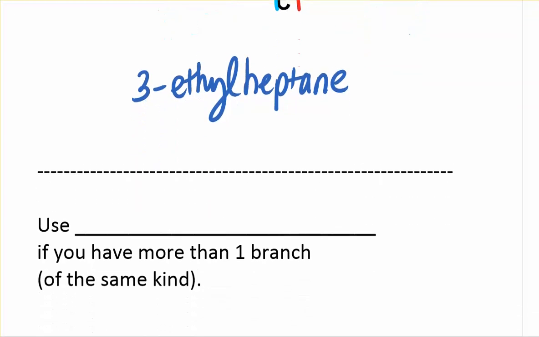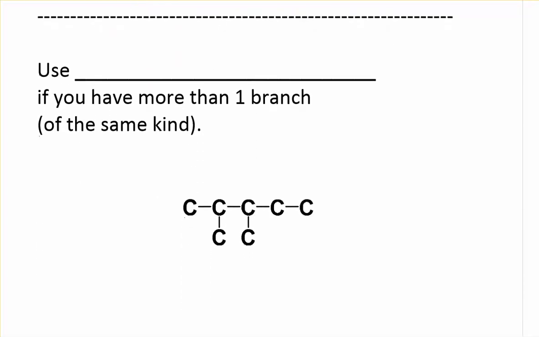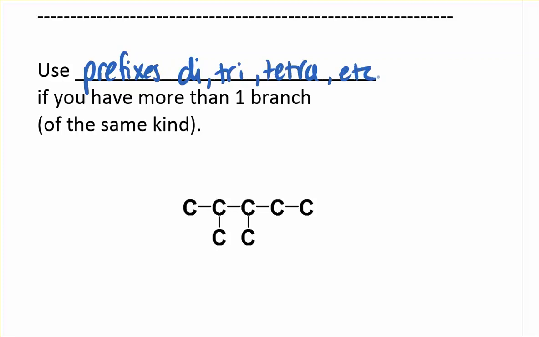Okay, let's try something new. What if we have more than one branch? In this case, more than one branch of the same kind. We're going to use prefixes. Di, tri, tetra, etc.